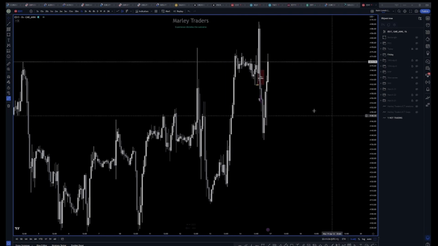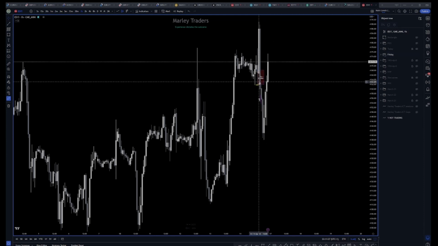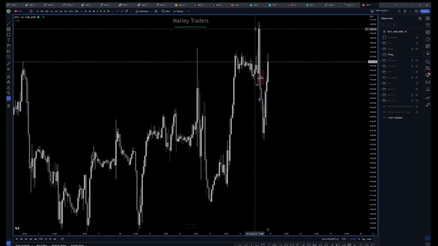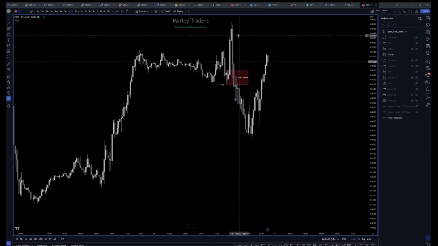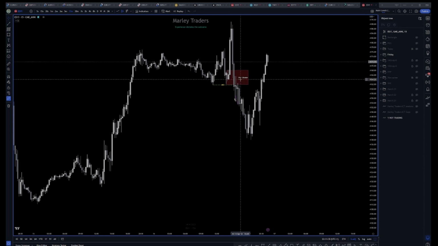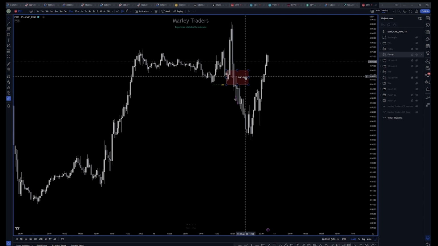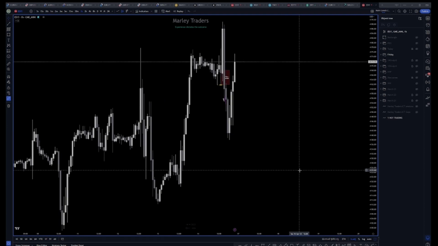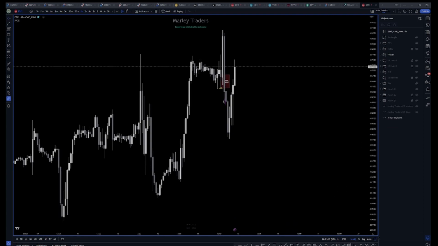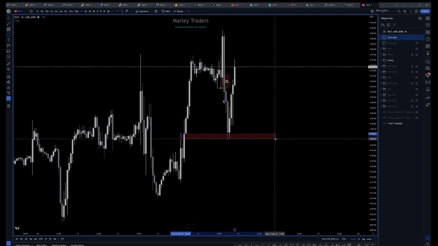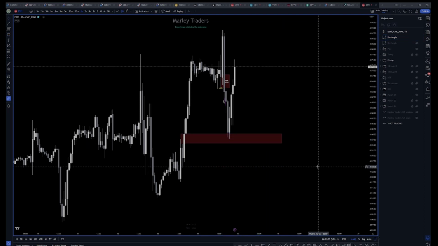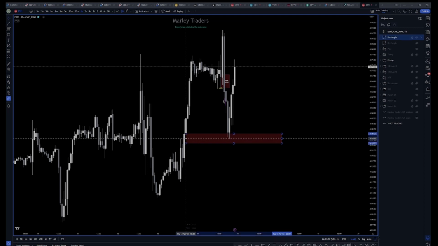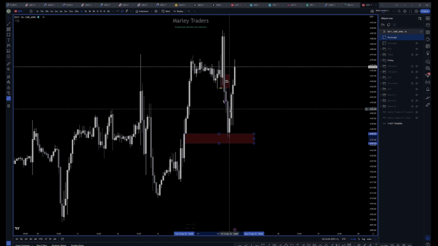On the 1 hour time frame, so this was the setup that we posted. This was the power of 3 setup we posted. So we shorted from this 15 minutes breaker down into this 1 hour fair value gap, right here. So we shorted into this and then long from here.